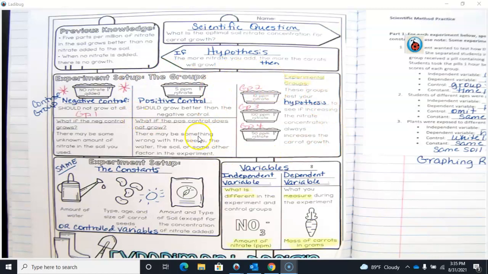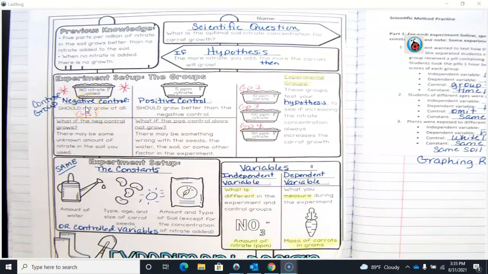So we have our setup, and let's pretend that we end up having 4 groups. Group 1, we added no nitrate to the soil. Group 2, we added 10 parts per million. Group 3, we added 100 parts per million. And group 4, 50 parts per million nitrate.